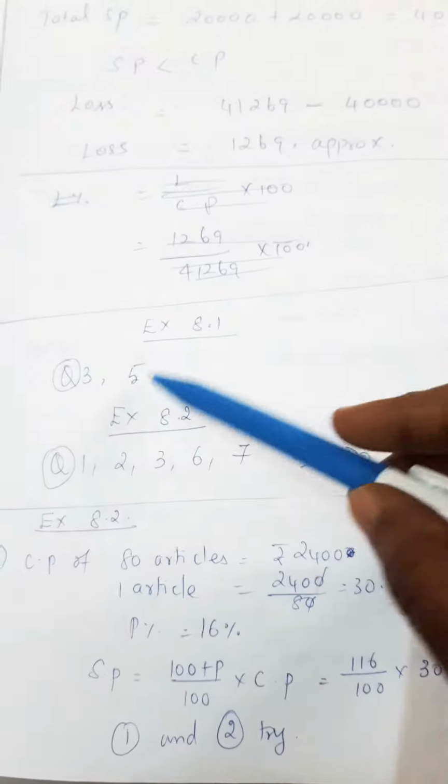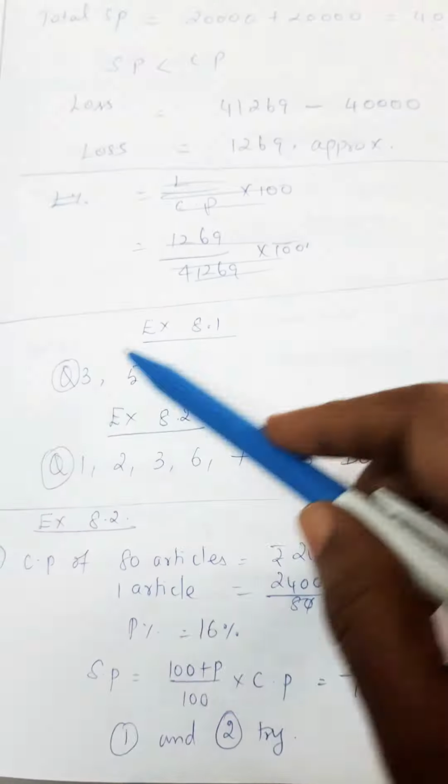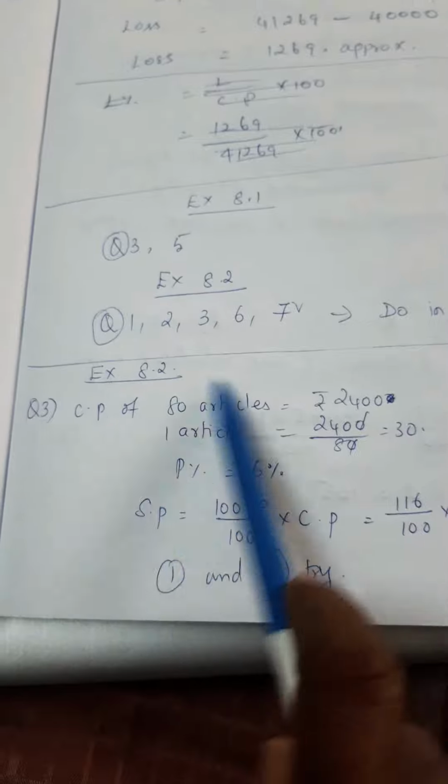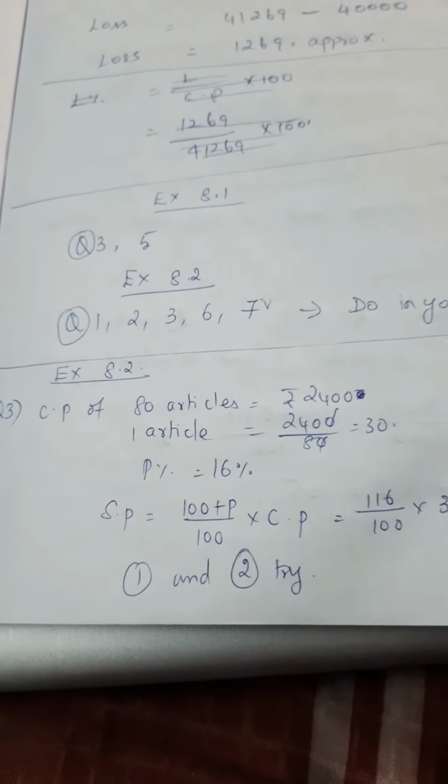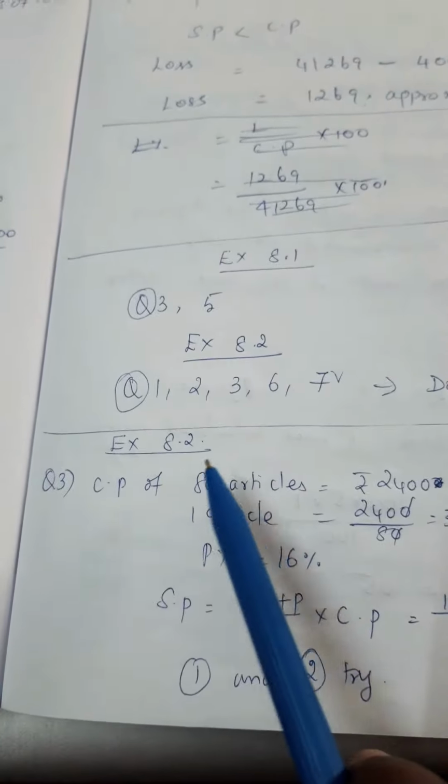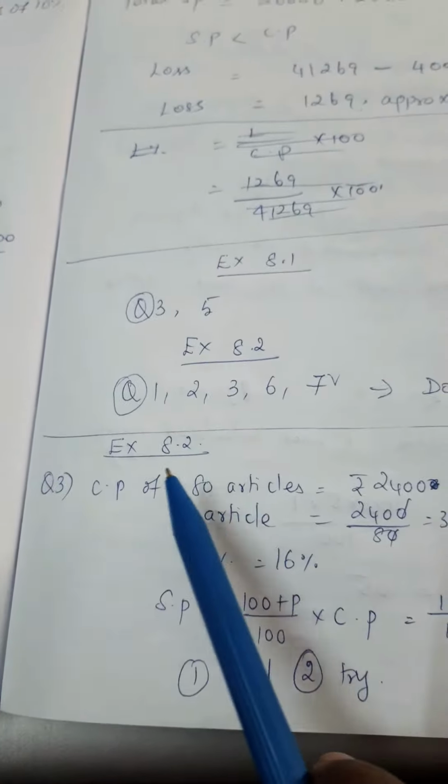Okay children, in Exercise 8.1 we discussed questions 3 and 5, and in Exercise 8.2 we discussed 6 and 7. Now one more sum I want to discuss with you: Exercise 8.2 question number 3. The cost price of 80 articles is given as rupees 2,400 and the profit percent is given as 16%. They are asking you to find the selling price of one article.